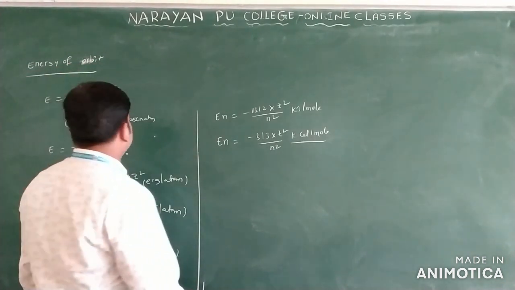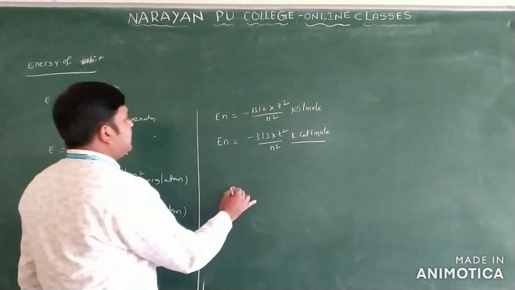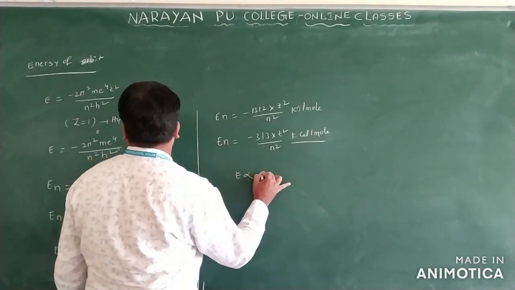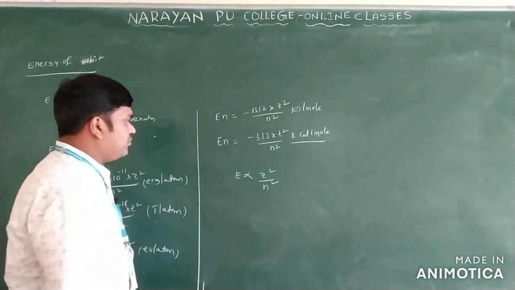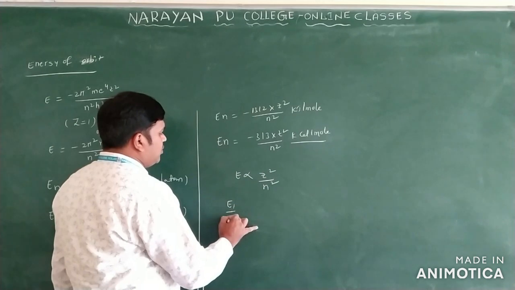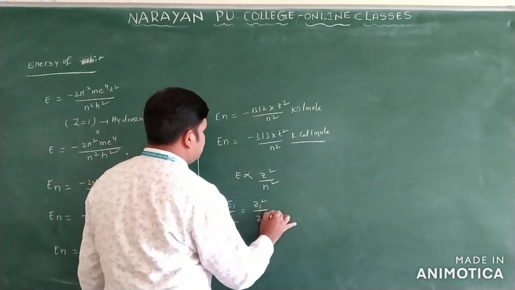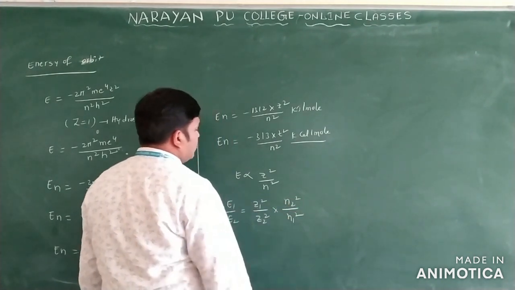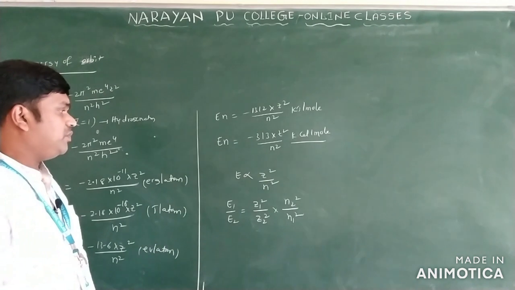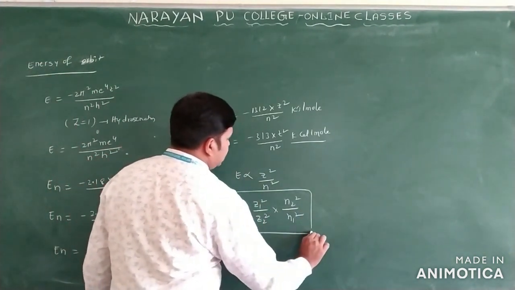Now we can see the expression. See the proportion here. E is proportional to Z square by N square. From this you will write E1 by E2 is equal to Z1 square by Z2 square into N2 square by N1 square only. So this is one of the expressions, you can write it down.